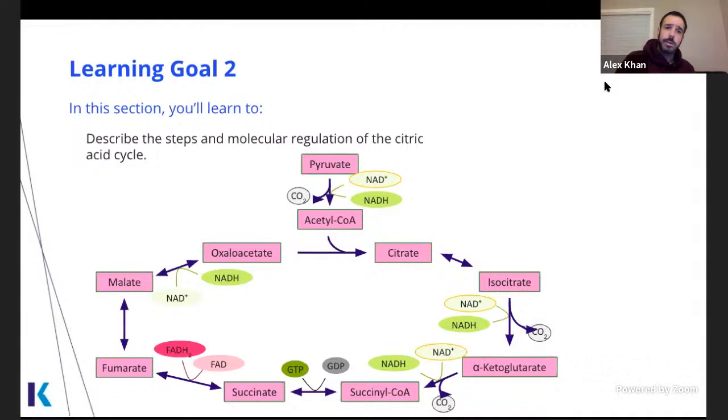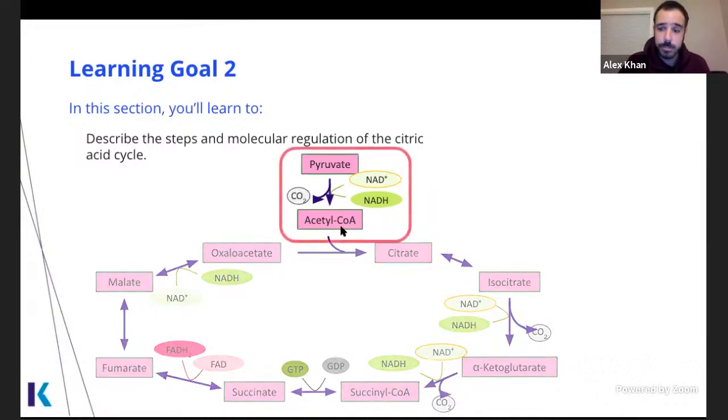Cool. Learning goal 2. In this section, we're going to talk about the citric acid cycle, right, and its regulation. Now, of course, before we can get to the citric acid cycle per se, we do need to talk about how we go from pyruvate, which was where we just left off our story at the end of glycolysis, and how we get from that to acetyl-CoA, because that is the input to our Krebs cycle. All right, so why don't we get started?